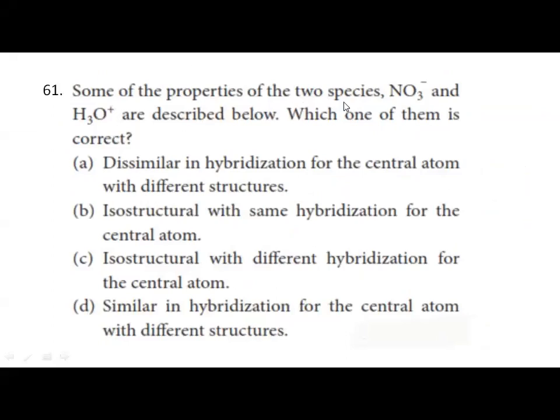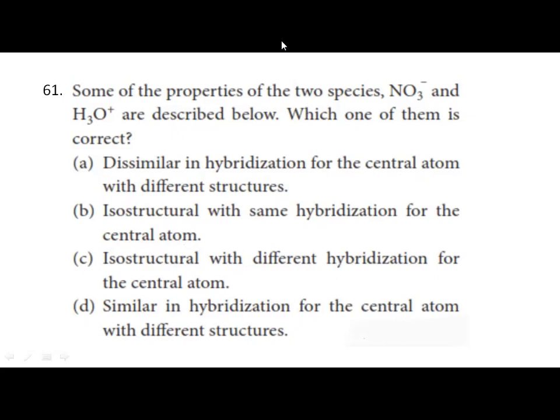Some of the properties of two species, NO3 minus and H3O plus, are described below. Which of them is correct? Dissimilar in hybridization for the central atom with different structures. Isostructural with same hybridization for the central atom. Isostructural with different hybridization for central atom. Similar hybridization for central atom with different structures.